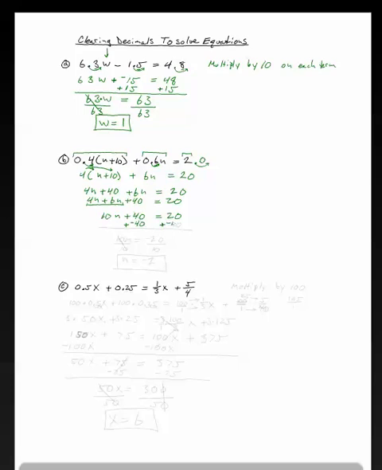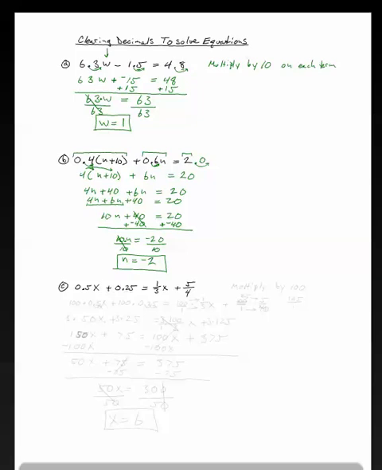That cancels, and I have 10n equals 20 plus negative 40, which is negative 20. Finally, 10n means 10 times n, so I need to use the opposite operation, which is division. So I divide by 10. 10 divided by 10 is 1, so I have 1n, or n, equals negative 20 divided by 10, which is negative 2. And we're done.